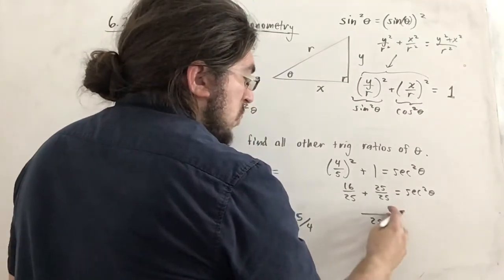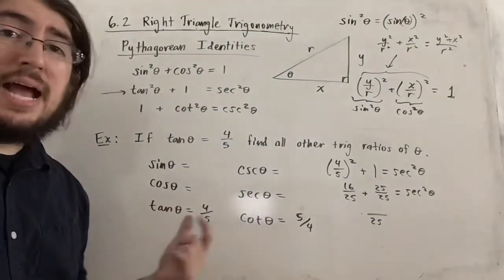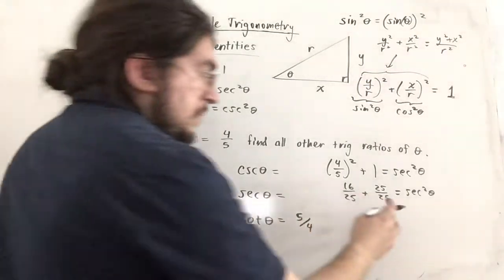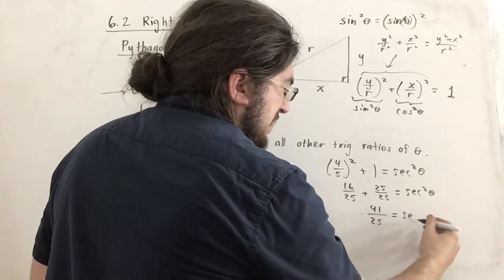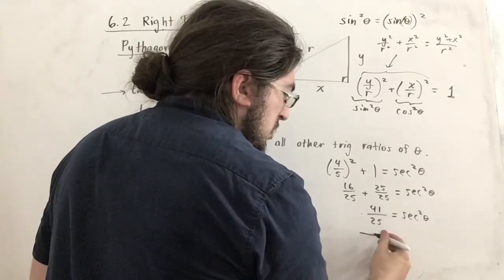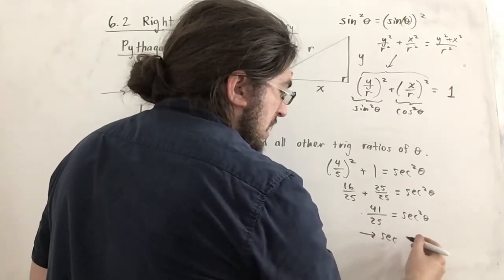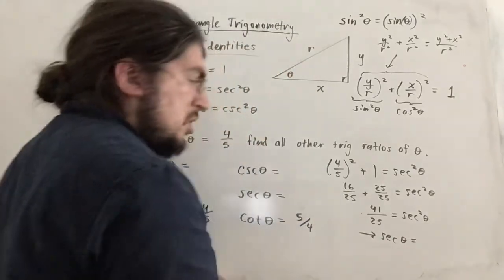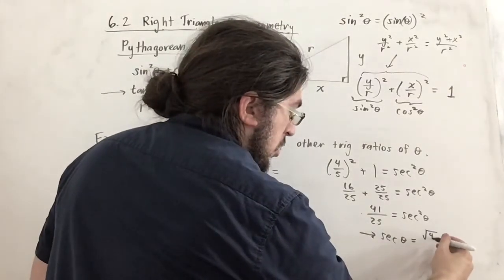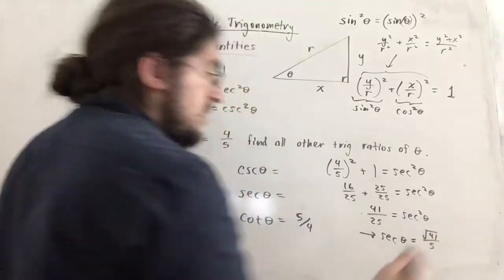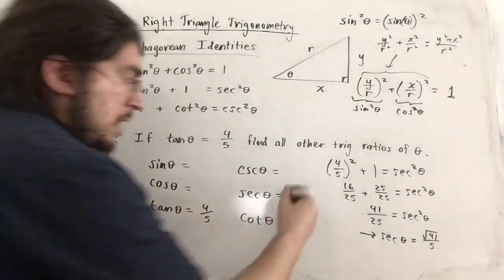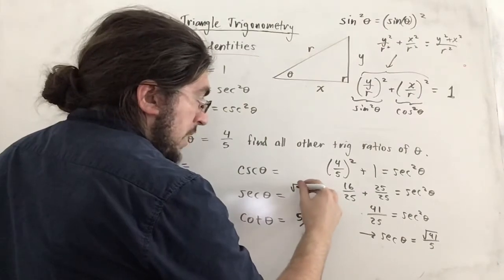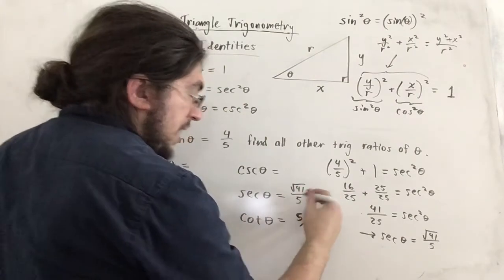They're both over 25, so now all we need to do really is just add the numerators. 16 plus 25 is 41. That's secant squared. So that means if you square root, you get secant, which is the square root of 41 over the square root of 25, which is just 5. And it's already rationalized for us, so that's great. So now we know secant is radical 41 all over 5.